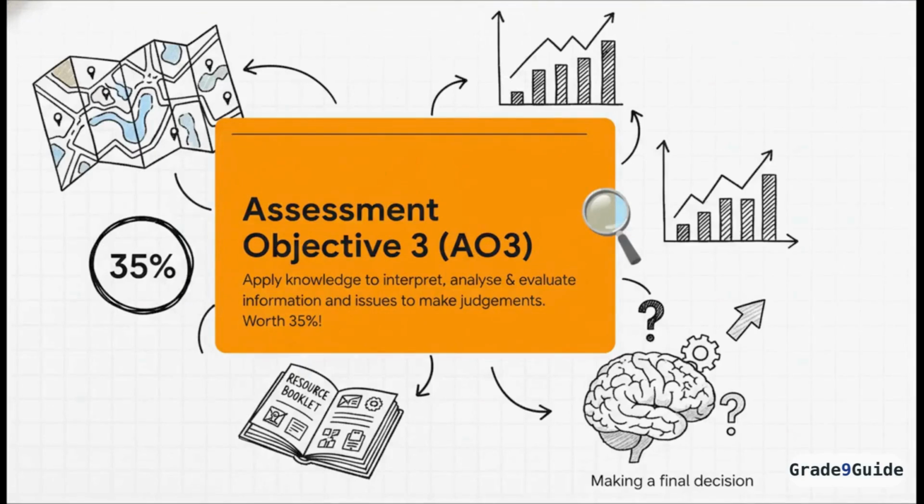You might see this term AO3 thrown around. Don't get bogged down by the jargon, okay? It's really simple. All it means is, can you use the information they give you, a map, a graph, whatever, to back up what you're saying and make a decision? That's it. And check this out. It's worth a whopping 35% of this paper. So let me be clear. If you master AO3, you master Paper 3.